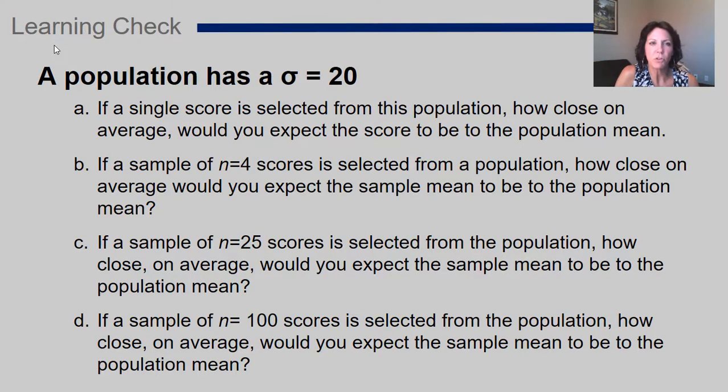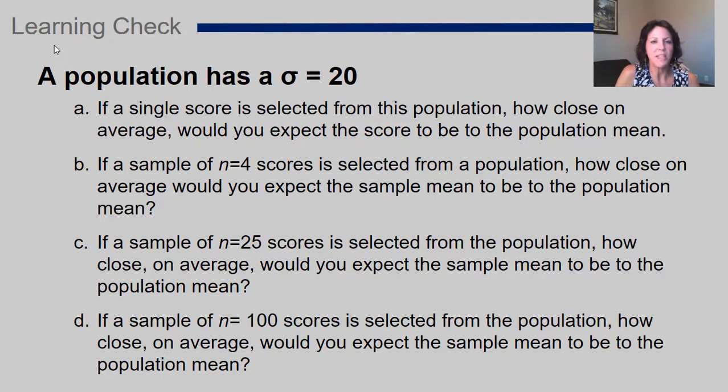So we're going to do a couple of learning checks here. We're going to have a population with a standard deviation of 20. I want you to pause the computer and try to work this out using the formula for standard error. If we have a single score, how close on average would you expect the score to be to the population mean? In other words, figure the standard error. Then figure the standard error if we had a sample of 4 scores and a standard deviation of 20, 25 scores with a standard deviation of 20, and 100 scores with a standard deviation of 20. Pause the computer, come back, and we'll work it out together.